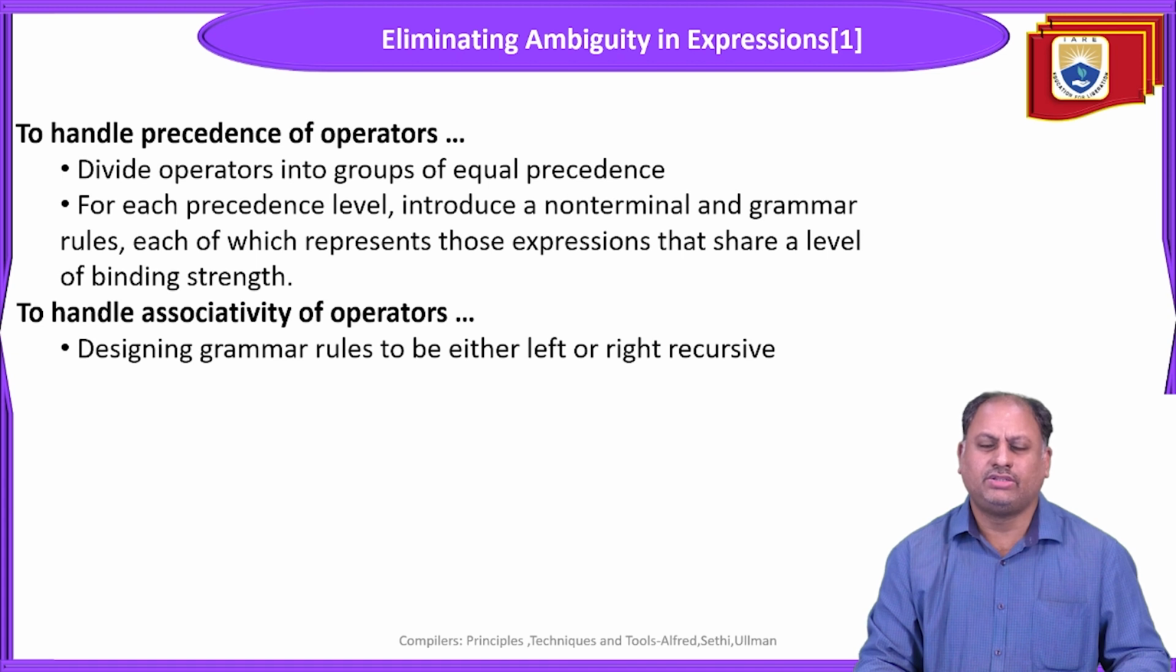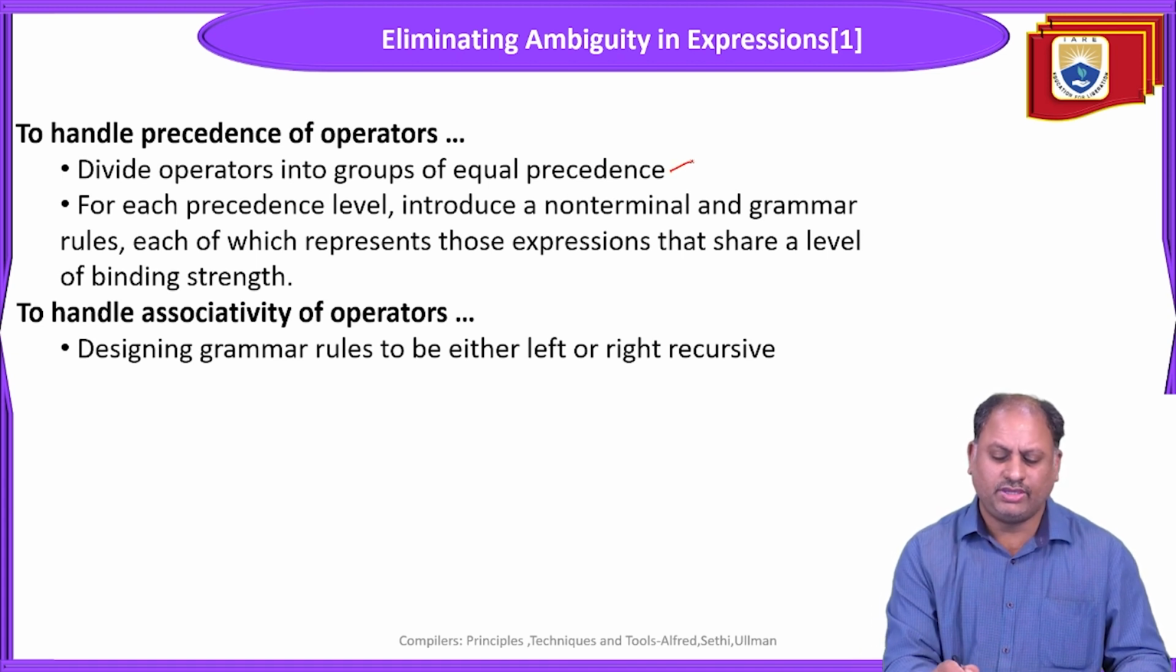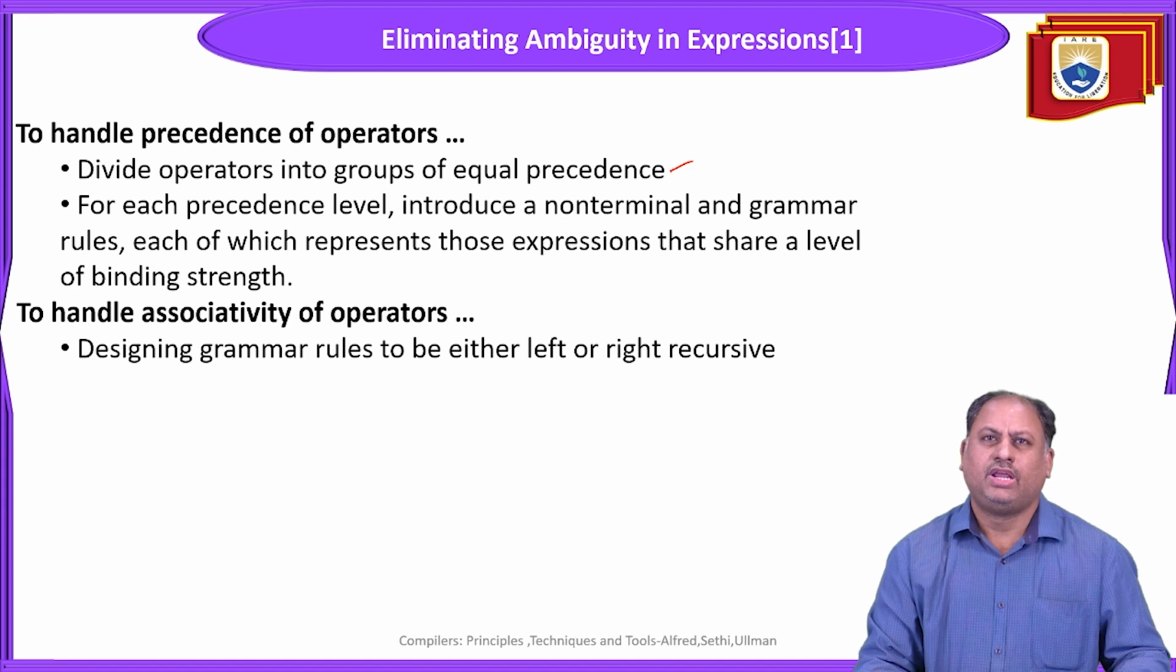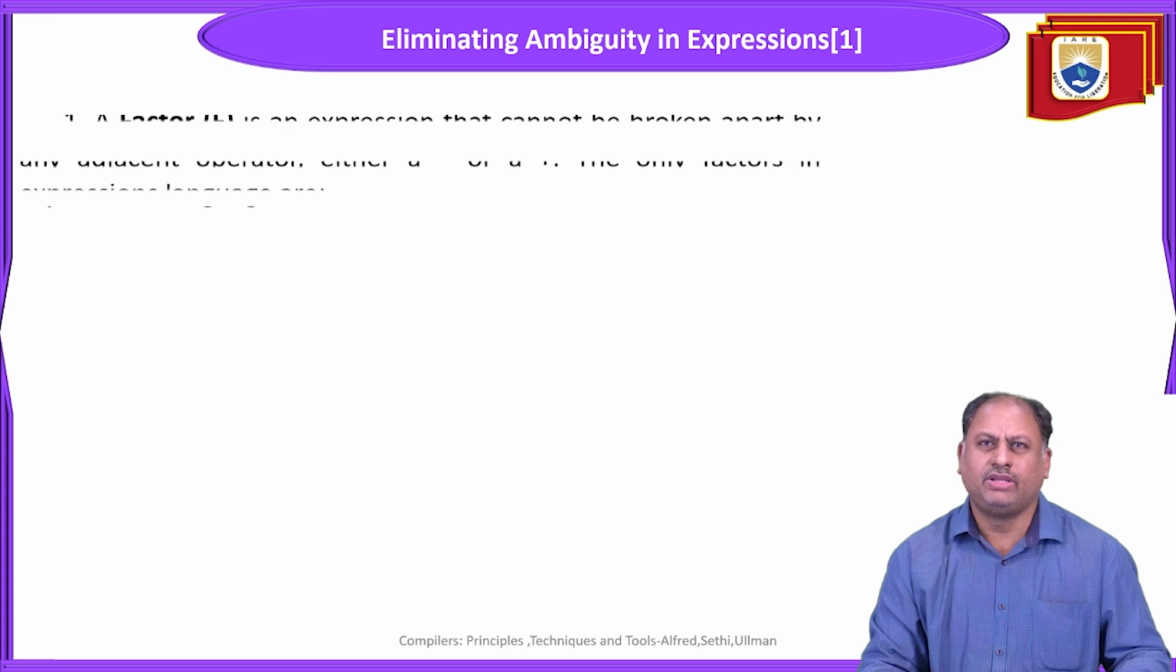We are going to divide the operators into groups of equal precedence. In each precedence level, we introduce a non-terminal with grammar rules, each of which represents expressions that share a binding strength. So the strength depends on the level of associativity. For the given groups, we are going to see an example. Associativity of operators is also applied, that means either left to right or right to left, based on the given grammar.